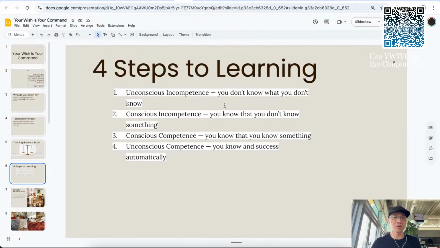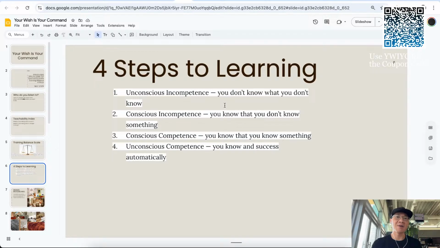What are the 4 steps to learning? Once again, it takes about 5 minutes to learn, a lifetime to master. The first step to learning is unconscious incompetence. You don't know what you don't know. There are so many things that are currently off your scope of awareness.